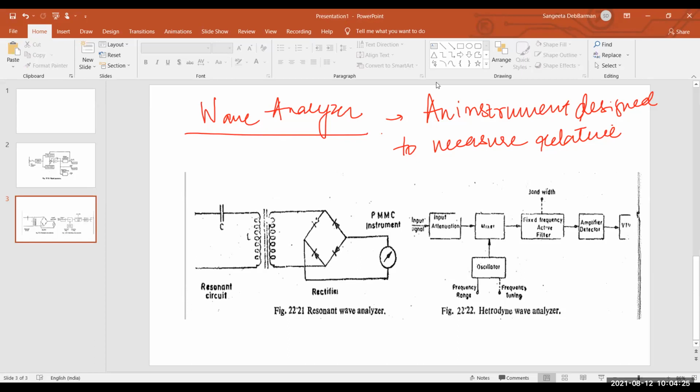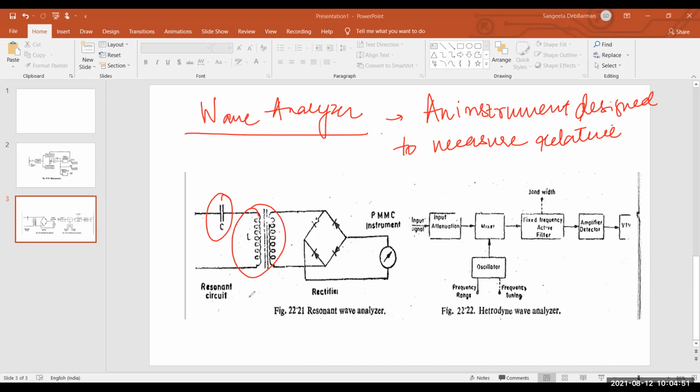So in this particular picture, figure 22.21, you can see written resonant wave analyzer. So what is this? A very simple circuit of a resonant wave analyzer. This circuit uses an LC resonant network. Where is the LC? This is the C, this is the L. The LC resonant network can be tuned to a particular harmonic component that is to be measured.